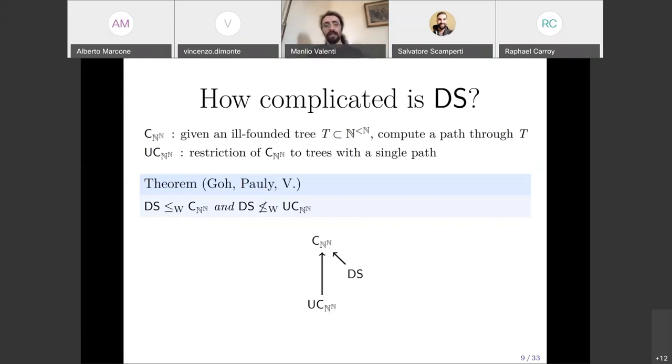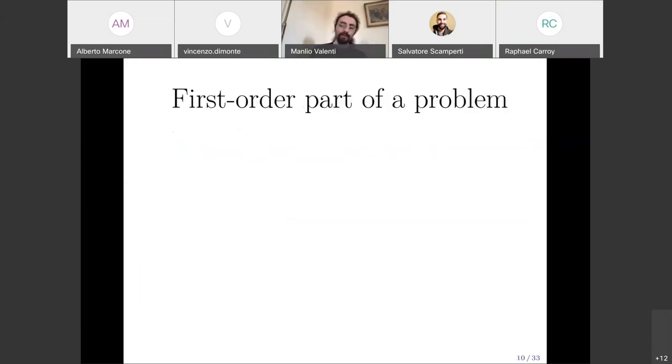So this is how the picture starts to look. Naturally, we may wonder whether this reduction can be reversed, whether C Baire is reducible to DS, or whether UC Baire is reducible to DS. And the answer is no to both questions. But to formally answer this, I'll make a small detour and talk about two operators on problems. One is the first order part, and the second, which I'll discuss in the next slide, is called the deterministic part. The ideas for both are sort of similar.